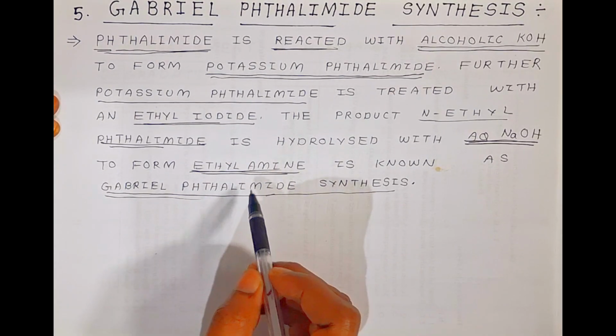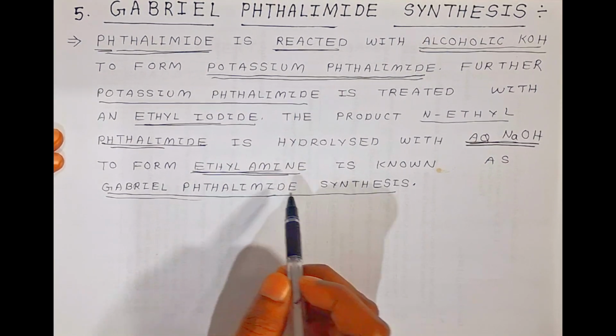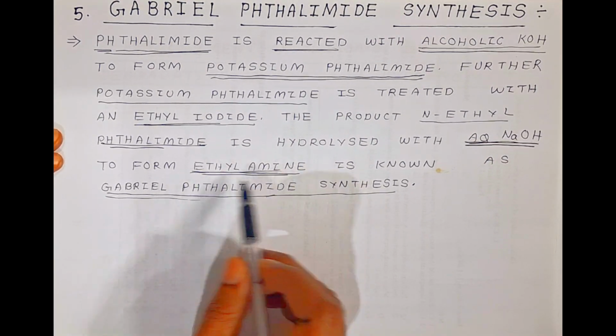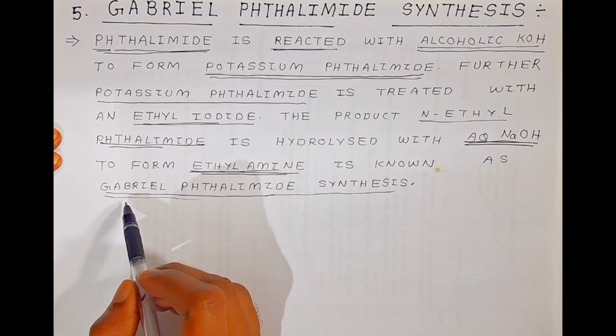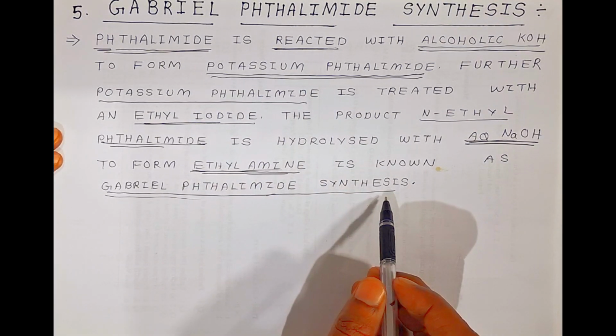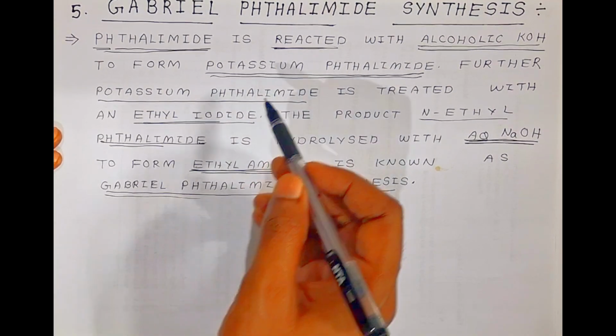We are going to synthesize ethyl amine. Okay students, that is, we are preparing primary amines. Only alkyl amines we are preparing. We cannot prepare the aryl amines. That is why this name is very famous students, Gabriel phthalimide synthesis. Now what happens students in Gabriel phthalimide synthesis? It is required in 3 processes.